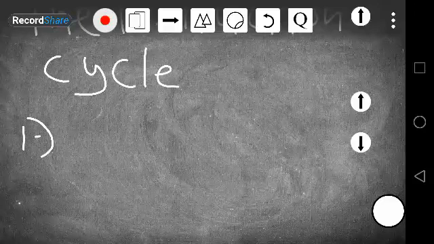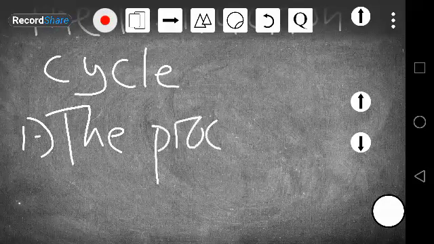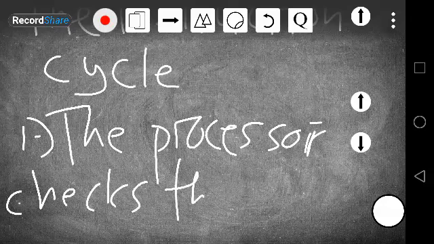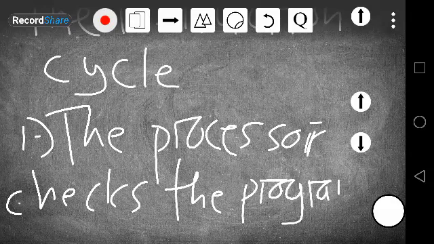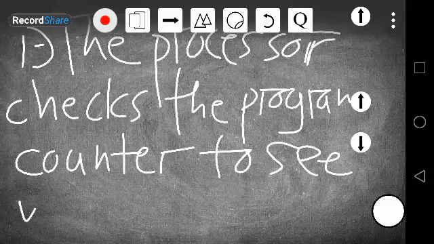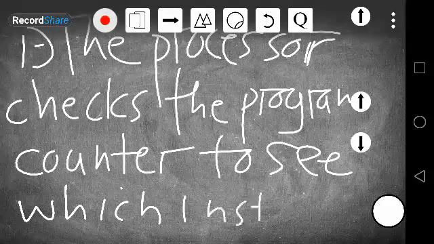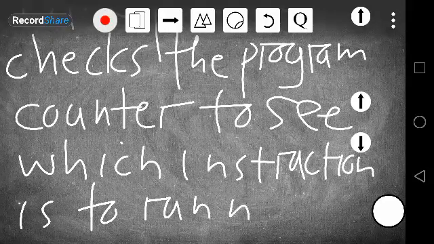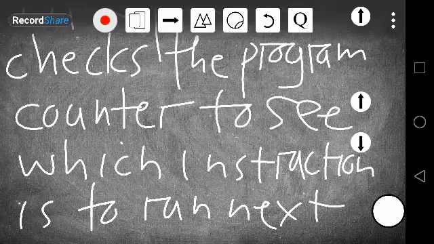the processor checks the program counter to see which instruction to run next. So the processor is the one that checks the program counter to see which instruction is to run next. So like I told you, Kuti, the program counter will be just pointing out the memory location of the next instruction. Okay, so it's the duty of the processor now to check which memory location is pointed out by the program counter.